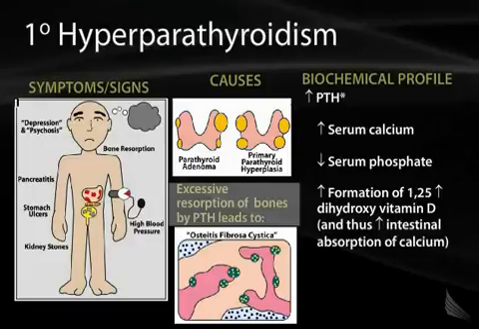So again, the take-home points here are that primary hyperparathyroidism is initiated by an increase in the PTH itself, and the increase in PTH can be because of an adenoma or a hyperplastic response in the parathyroid glands.